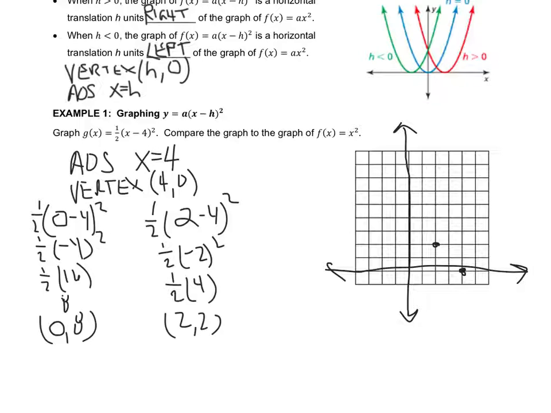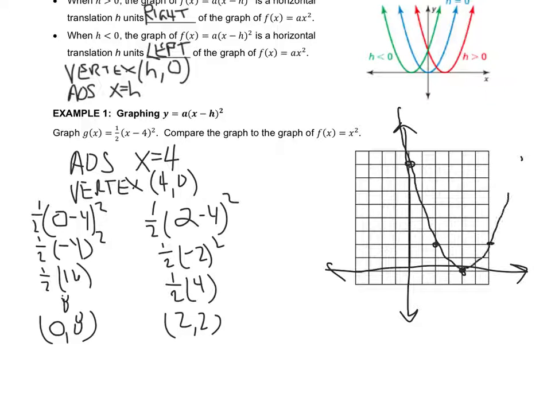So 1, 2, 3, 4, 5, 6, 7, 8. Okay, now because we do have the axis of symmetry, we also know that those points would be on the opposite side at that same level. So I'm going to come off the graph a little bit here, but I can go to the opposite side to get somewhere in here. And remember to draw a nice smooth curve.